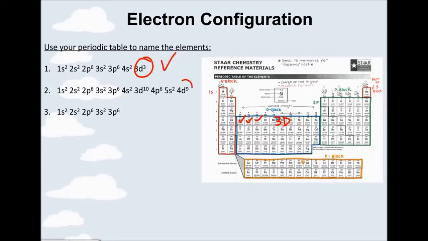For the second example, 4d. Well, then this must be 4d. 1, 2, 3, 4, 5, 6, 7, 8, 9. It's silver. Okay, and then the last one, 3p6. Here is 3p, and 6 is the last one, argon. So those are very, very easy to do. You just have to look at that very last energy level with the sublevel and the exponent.